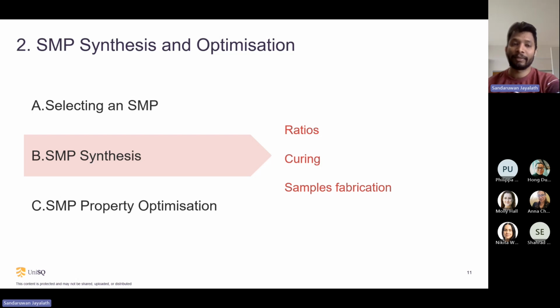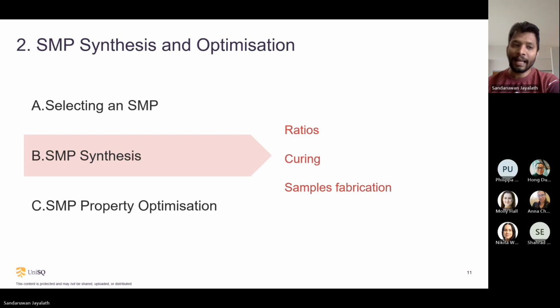Secondly, I will explain how the shape memory polymer is synthesized. There we need to think about the chemical ratios. What are the chemicals we are going to use? And then what is the curing cycle? How are you going to cure that? And then sample fabrication. When it comes to this research, sample fabrication was a major task, because almost all the things were done at higher temperatures, somewhere around 100 degrees.